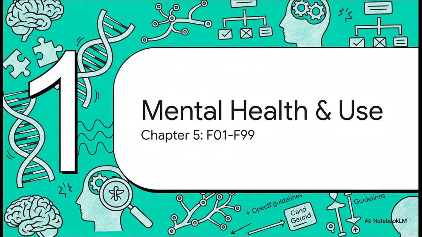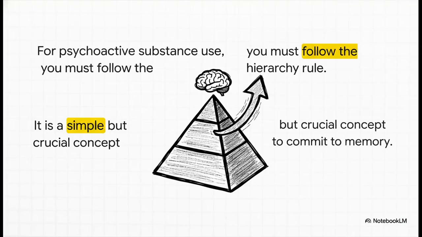First up, Chapter 5. This is the one that covers all things mental, behavioral, and neurodevelopmental. And trust me, this chapter is just packed with specific guidelines we really need to pay attention to. Remember that question from the beginning about alcohol abuse versus dependence? Well, the answer lies in this super simple but absolutely critical idea called the hierarchy rule. Seriously, this is one you'll want to lock in.